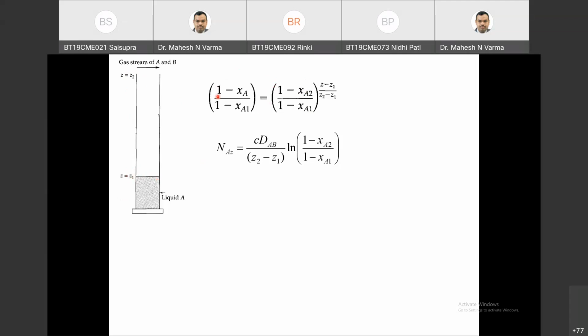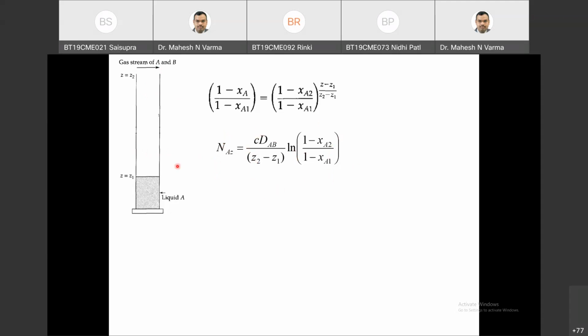This is the equation we have derived, which gives the variation of concentration with respect to Z, and this is the flux profile. You can see this flux is constant. Flux is not a function of Z. Whatever the flux is here will be the same flux here, and the same flux here.